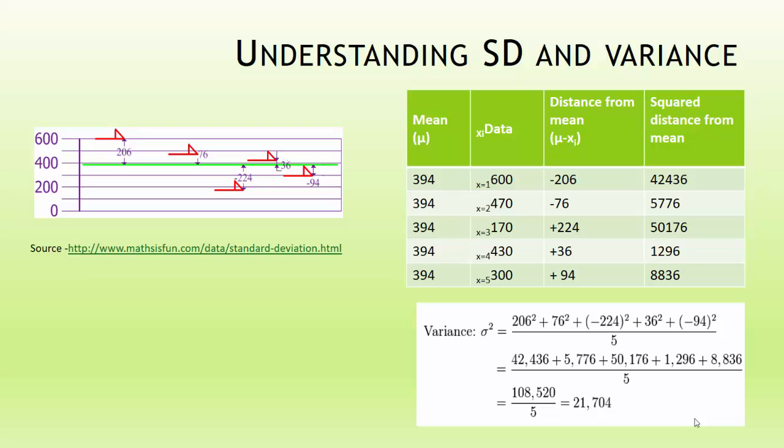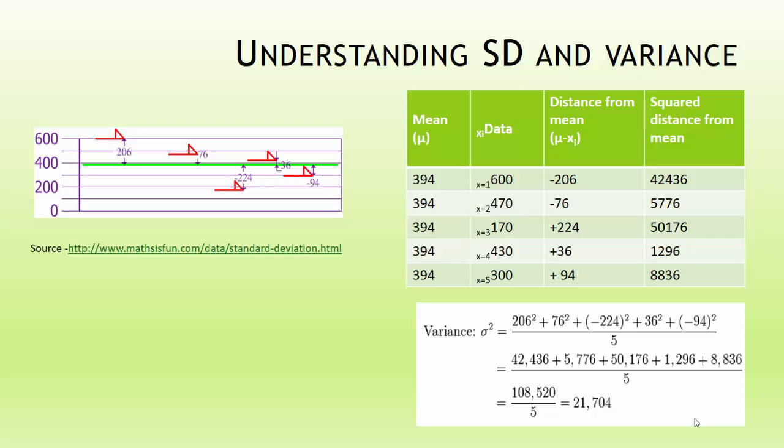The distance between the mean, that is the green line, and the height of the first dog is 206 mm. For the next dog we have a distance of 76 mm, and for the third dog we have a negative distance of 224 mm. Similarly, we have a distance of 36 mm from the mean, and for the fifth dog we have minus 94 mm from the mean. So in short, we have now measured the distance of each dog's height from the mean height of the dogs.